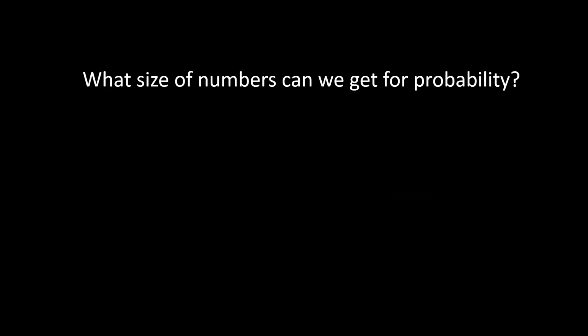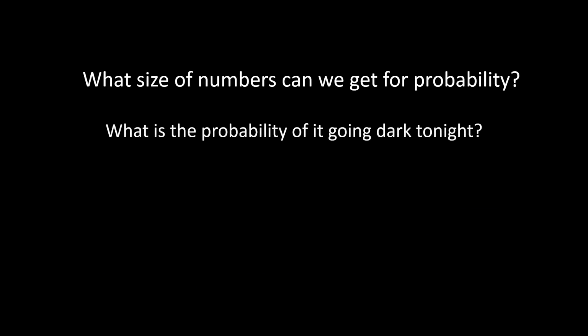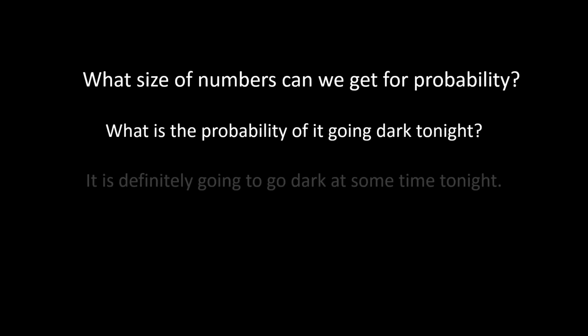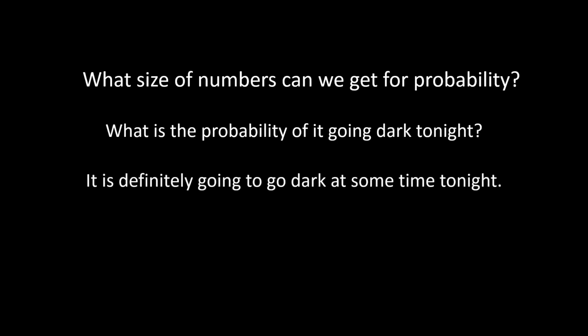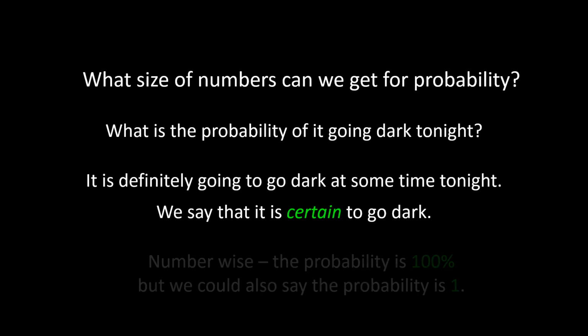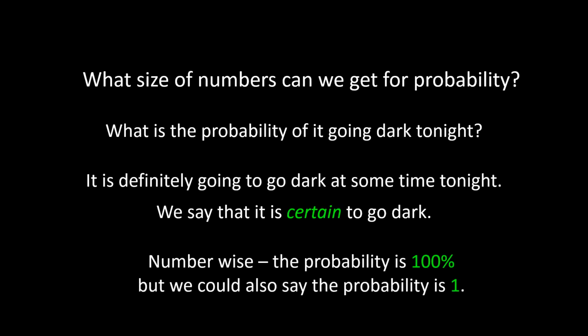Okay, so let's have a look. What size of numbers can we get for probability? So let's think of a real life example. What's the probability of it going dark tonight? Well, it's definitely going to go dark tonight. So we say in maths that it is certain. And if something is certain, then the probability is 100%. Or we could also say the probability is 1.